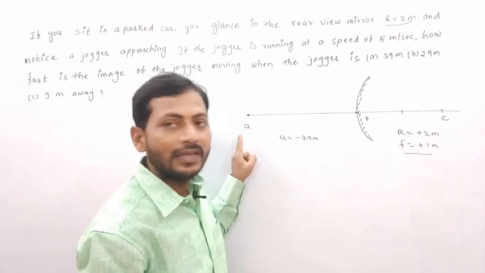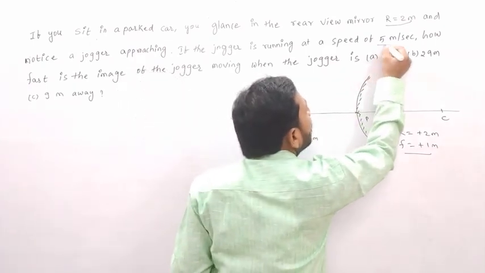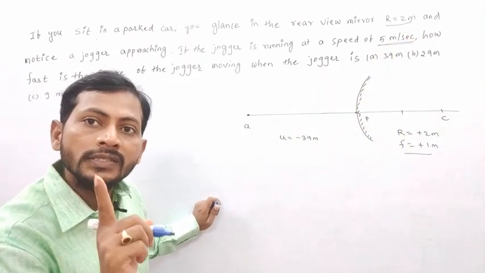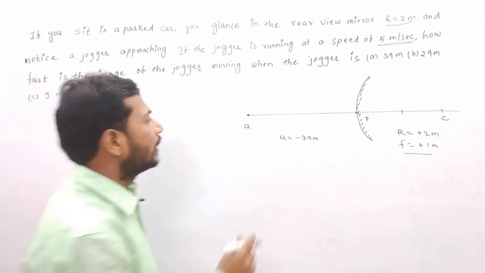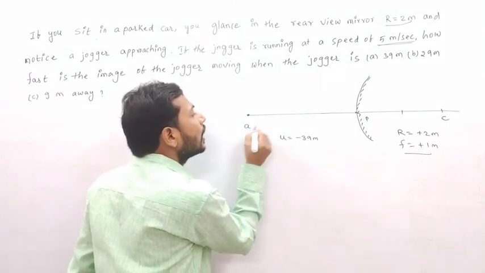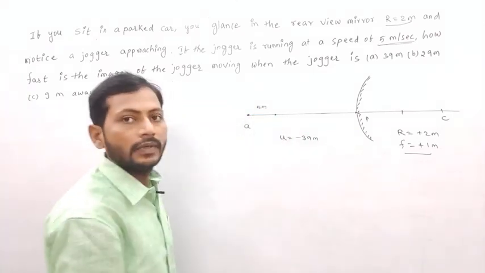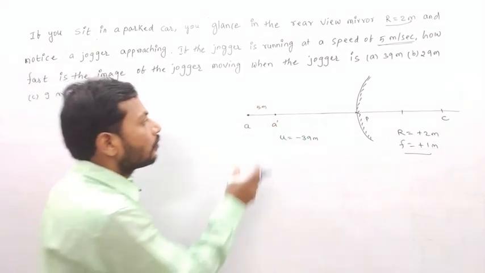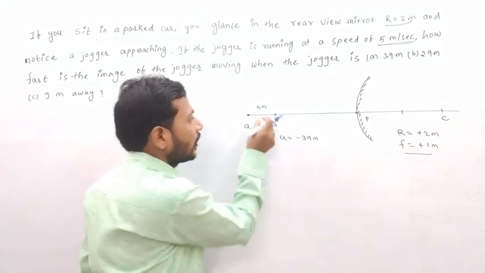But this person is not standing. What is the information given? The person is moving with 5 meter per second. What is the meaning of 5 meter per second? In 1 second he travels 5 meter. This is the position before 1 second. After 1 second he has traveled 5 meter more, and I call this position A dash. So the distance traveled by the jogger in 1 second is 5 meter.